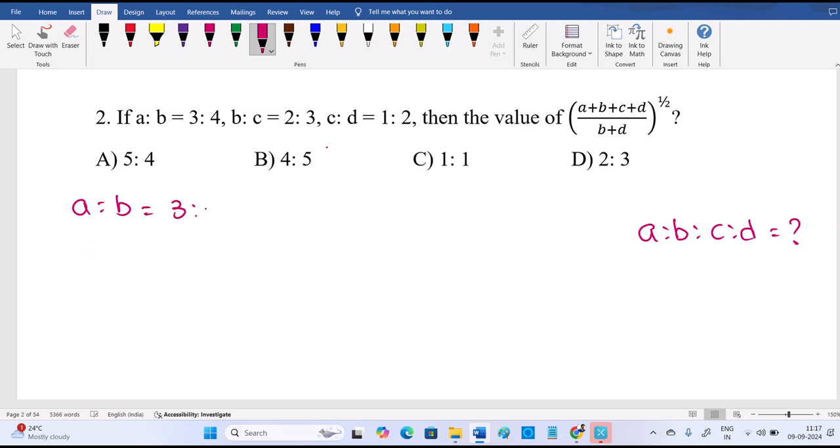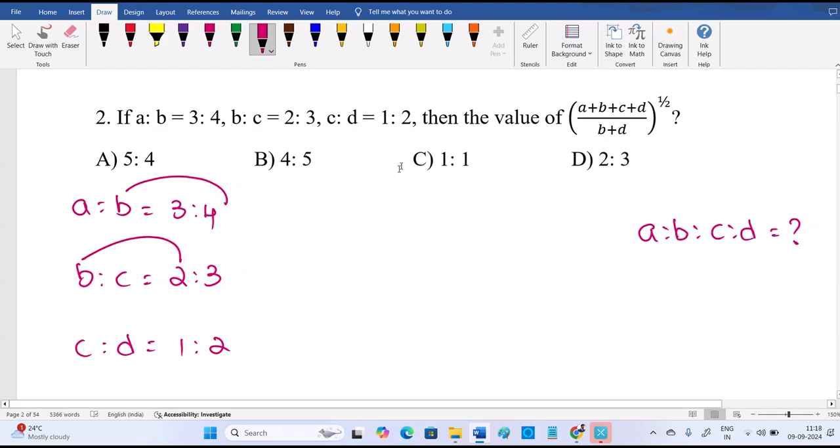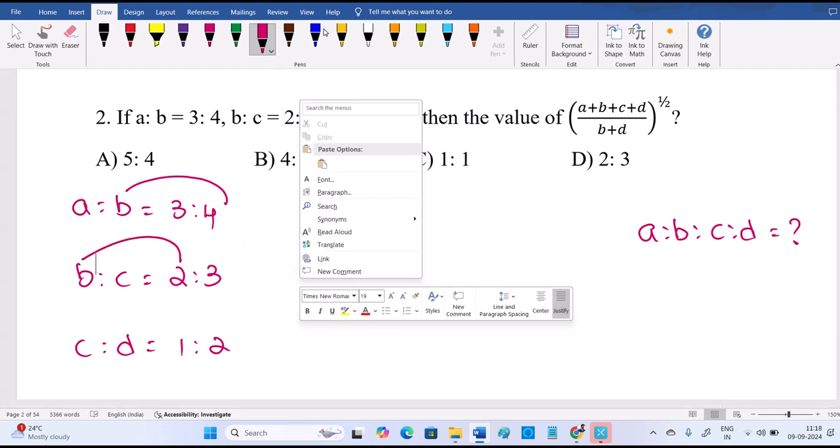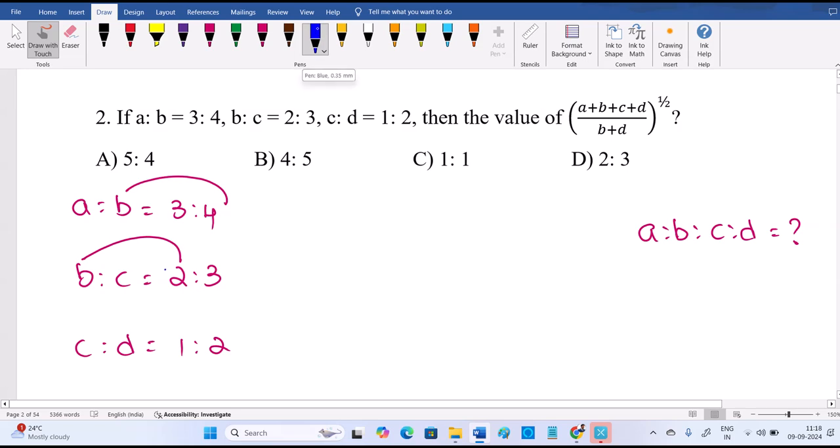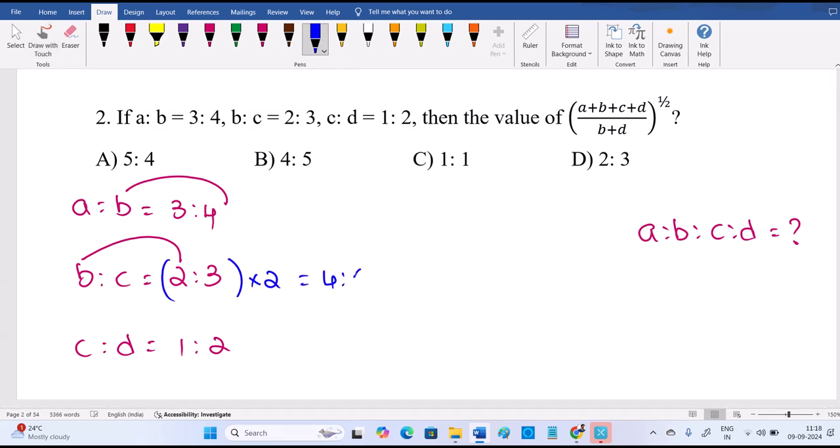So we can use a shortcut or you can go for the normal method. So normal method, if you want to apply, same letter, same number required everywhere. Here B is 4, but here B is 2. Not same. We need to maintain both as same. So multiply this with 2, which is 4 and 6. Right. So from these two, we got A, B, C is nothing but 3, 4, 6.